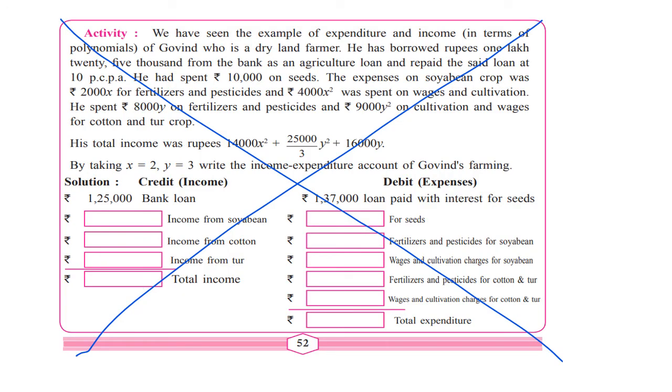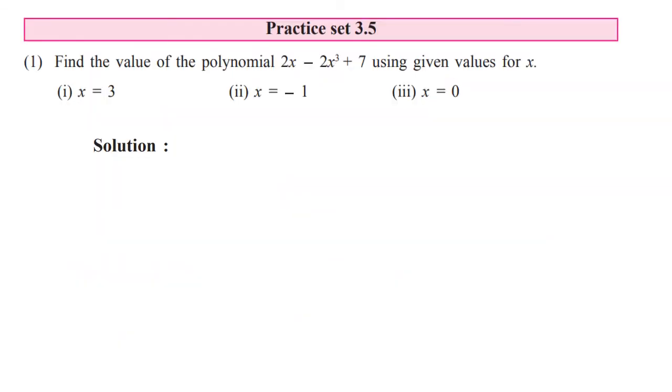So here on page number 52, this activity is given. So cancel this, it is under the reduced syllabus. So take a note of this, all of you. Now let's go towards practice set 3.5. We are solving practice set 3.5, which is based on the remainder theorem and the factor theorem. Also it is based on the topic, that is value of the polynomial.